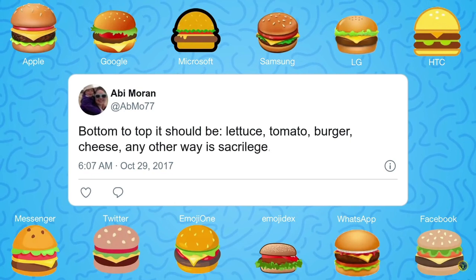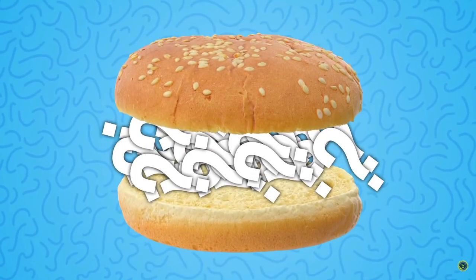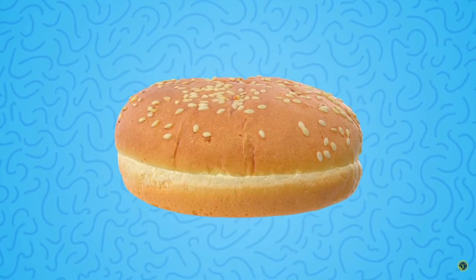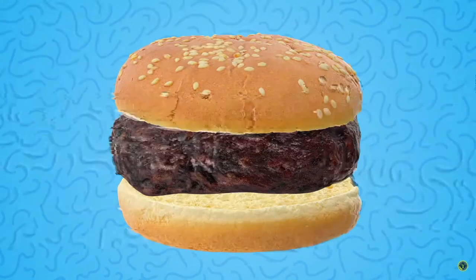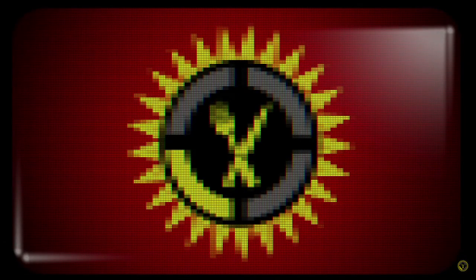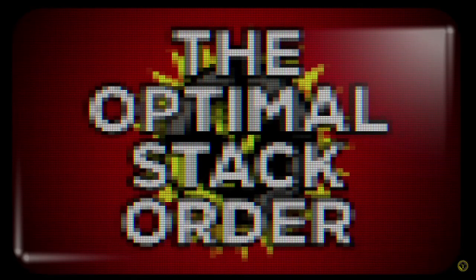Any other way is sacrilege. Suffice it to say, the internet did not reach consensus that day. People basically agreed that the patty should go between the buns, and that was it. So obviously the world needs a definitive answer to this hamburger humdinger. That is why today Food Theory is going to determine precisely what the optimal stack order is once and for all.